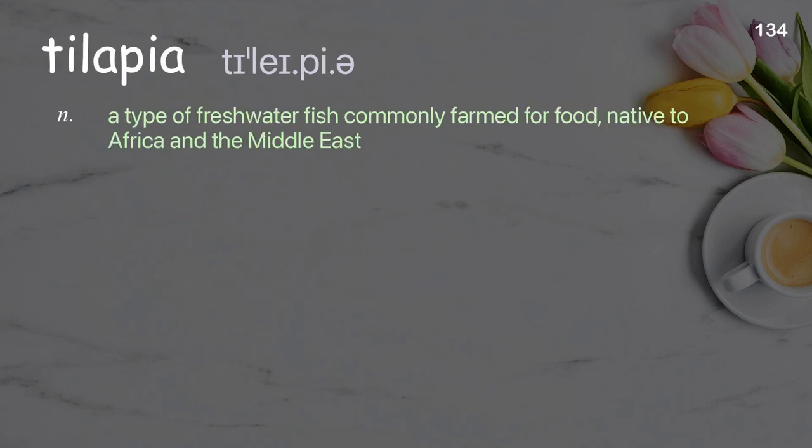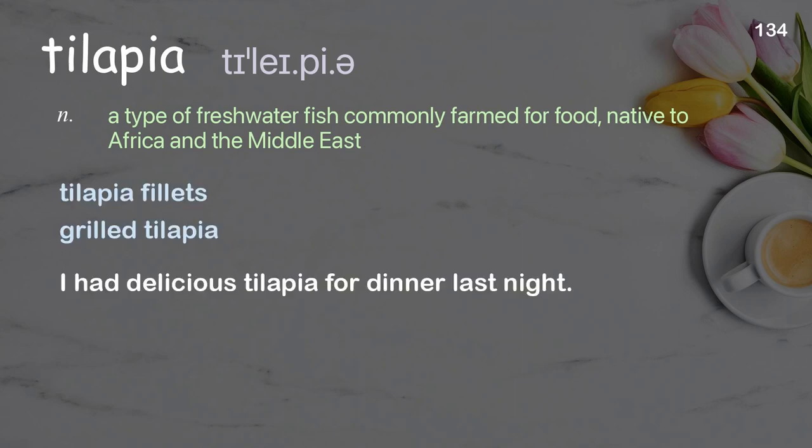Tilapia. A type of freshwater fish commonly farmed for food, native to Africa and the Middle East. Examples. Tilapia fillets. Grilled tilapia. I had delicious tilapia for dinner last night.